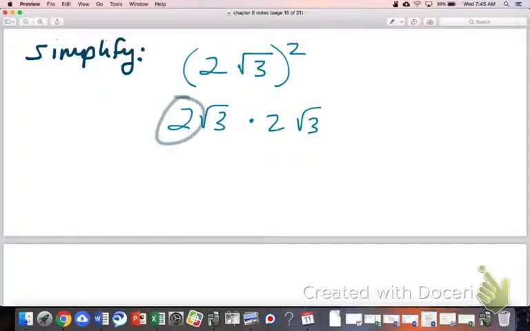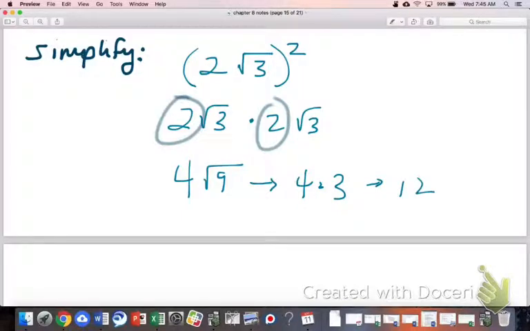You can multiply the two 2's together. And, of course, 2 times 2 is 4. And then the square root of 3 times the square root of 3 would be the square root of 9. And we probably remember that 9 is a perfect square. And so the square root of 9 is 3. 4 times 3 gives us 12 for an answer. Okay, good warm-up. You guys did well with that one?